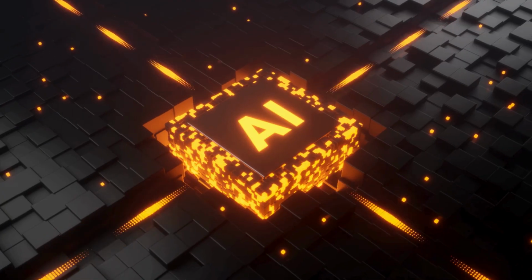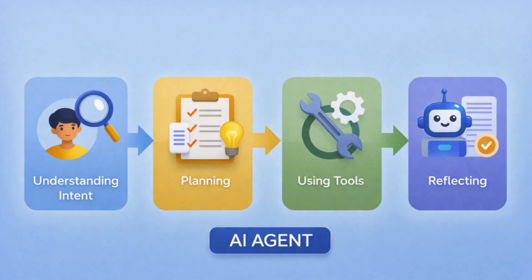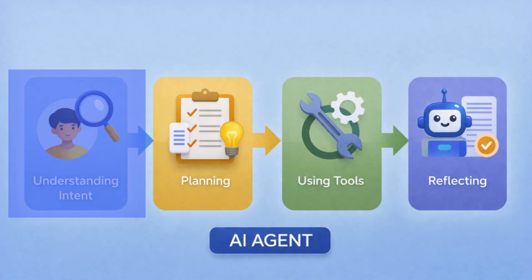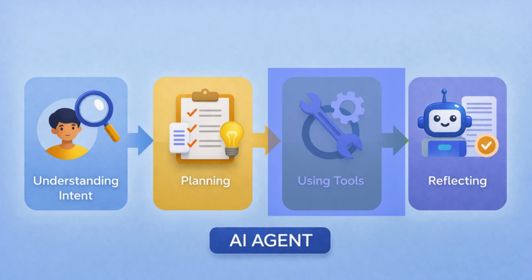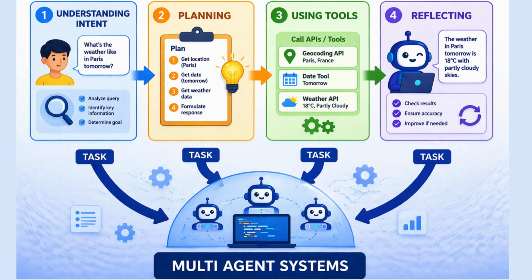An AI agent is a workflow that combines prompts, memory for storing information about the user, and tools for interacting with external APIs. This system breaks complex problems into sequential steps: understanding intent, planning, using tools, and then reflecting on the results. This structured approach is what allows multi-agent systems to work together in parallel, speeding up complex tasks.